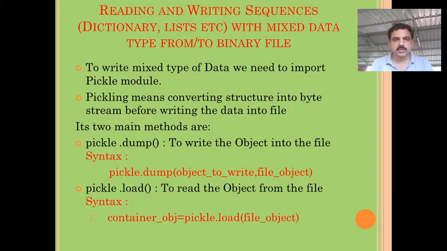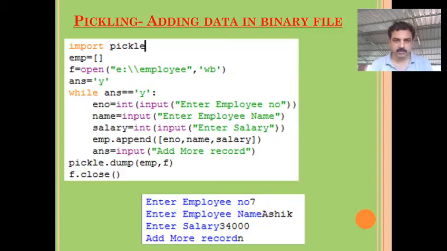Dump is used to write the object into the file. The syntax is as follows: pickle.dump, then specify the object to write and the name of the file object. Similarly, pickle.load is used to load the object from the file. So we can use pickle.load and the file object to load. Let us see the example. Using the pickle module, we'll see first how to add data into binary files.